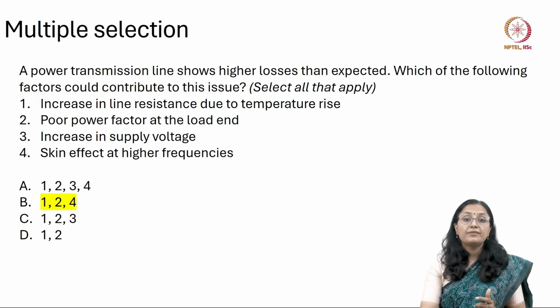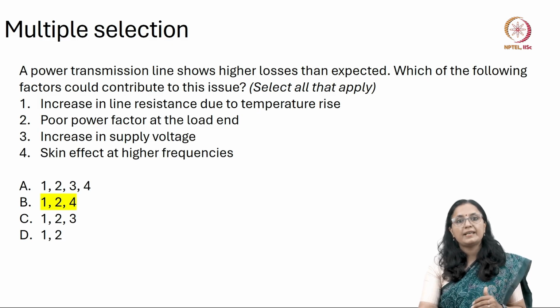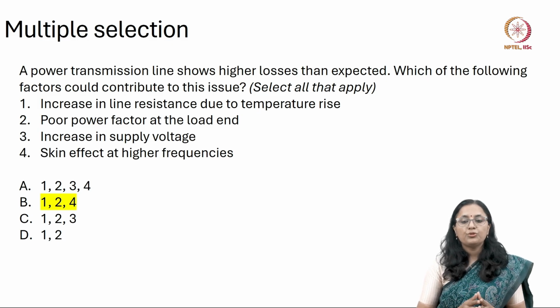Now if you see the third one, which is option 3, this is catching a very important misconception. At first glance, we probably think that this is a right answer, but please remember that when the voltage is increased, for the same power demand the current will decrease, and if the current decreases, I square R will decrease, and therefore the losses will also decrease. So definitely 3 is the incorrect answer.